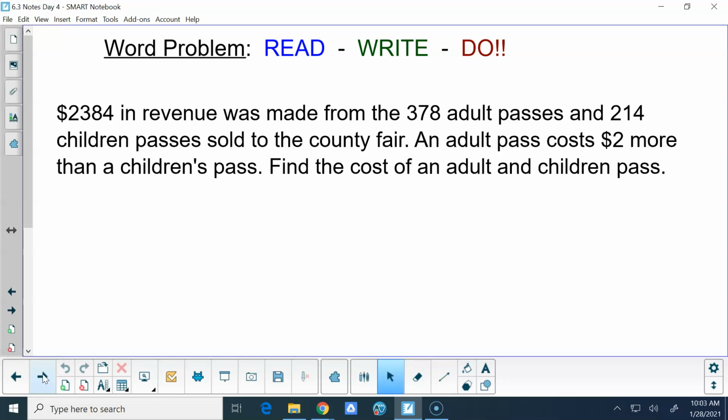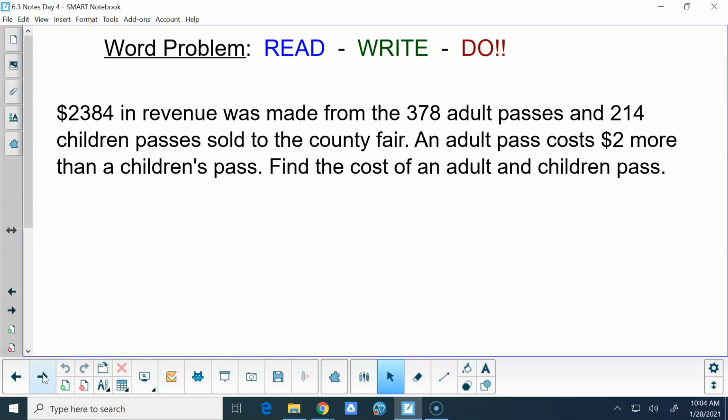$2,384 in revenue was made from the 378 adult passes and 214 children's passes sold to the county fair. An adult pass costs $2 more than a children's pass. Find the cost of an adult pass and find the cost of a children's pass. So we read the problem. What it's telling me is we need to find the cost of an adult pass and a children's pass. We've got to find two cost values. Cost, money. So we're going to need to have stuff in money form.